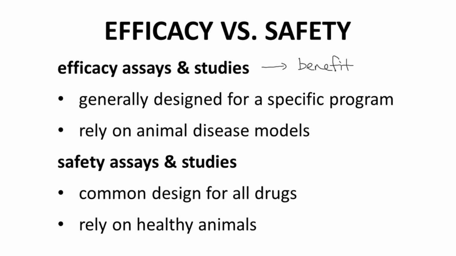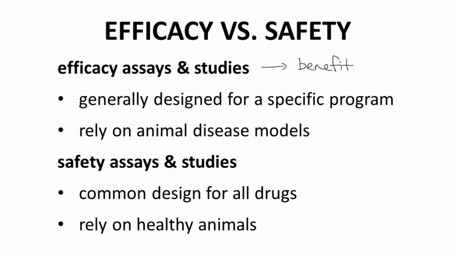In contrast, all drugs must satisfy safety criteria. So, compounds of interest will be tested for a range of safety risks, generally using the exact same assays and studies across different drug programs. In some cases, the mechanism of action of a drug may call for additional testing. For example, a compound that acts on the liver may have additional studies focused on liver toxicity.